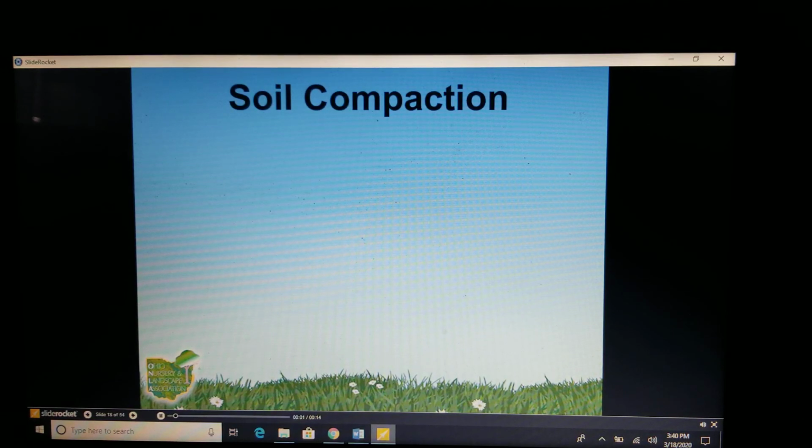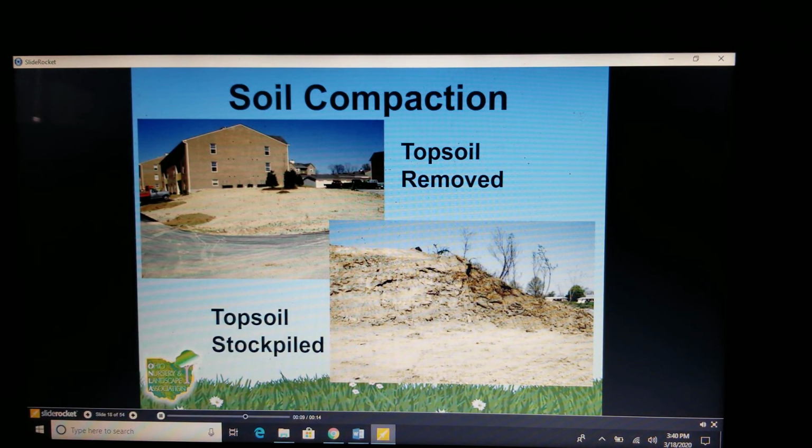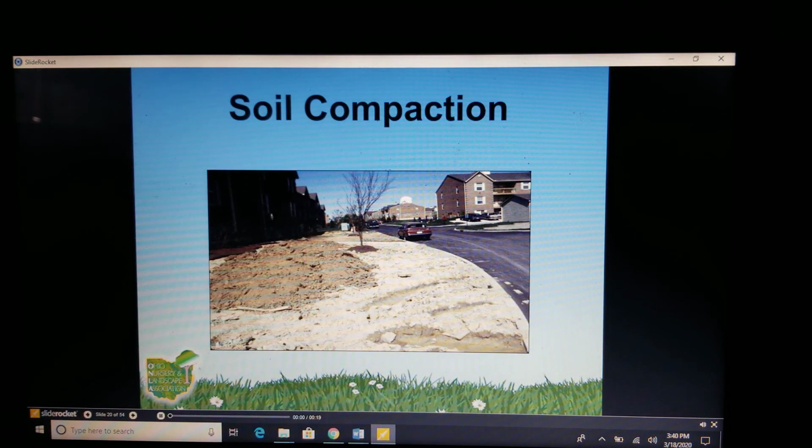Remember that when topsoil is removed during construction, it should be stockpiled and redistributed after construction to support plant growth. However, in some cases, only a small amount of topsoil is returned to the landscape, and the rest is sold. When topsoil is removed and not returned, the exposed subsoil mimics soil compaction. This picture shows exposed subsoil with only 2 to 3 inches of topsoil being returned to the site.